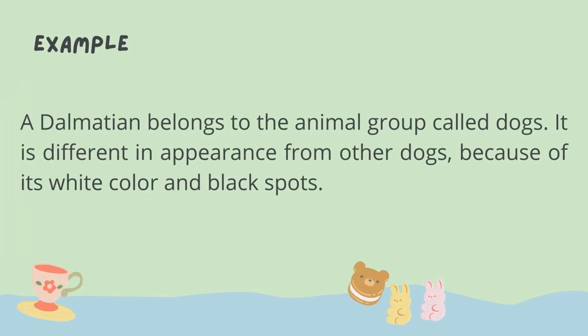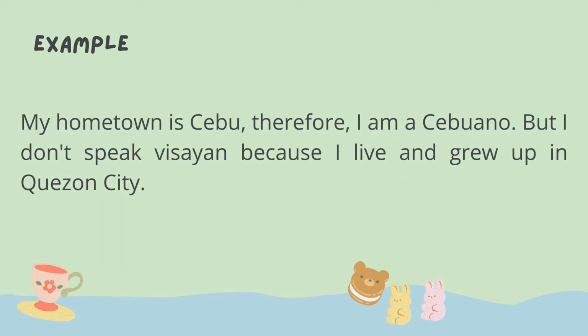For example, a Dalmatian belongs to the animal group called dogs. It is different in appearance from other dogs because of its white color and black spots. Notice that we are defining what a Dalmatian is. Another example, my hometown is Cebu, therefore I am a Cebuano. But I don't speak Visayan because I live and grew up in Quezon City.